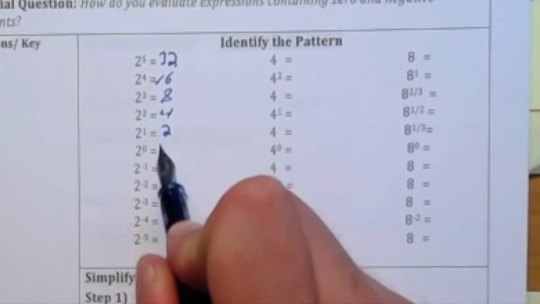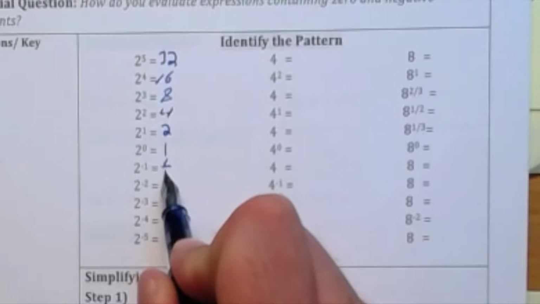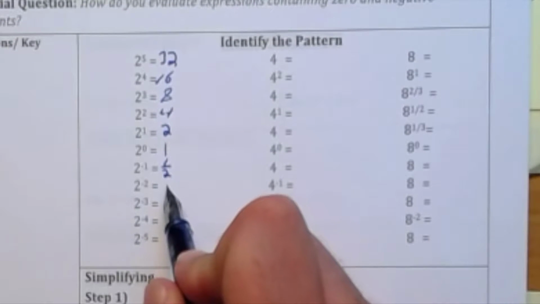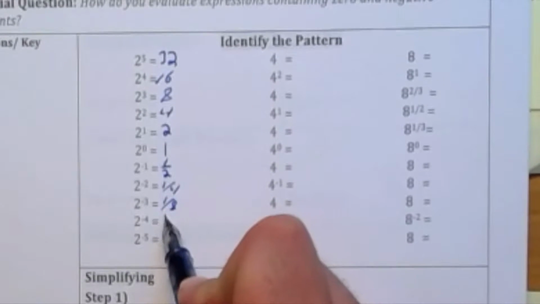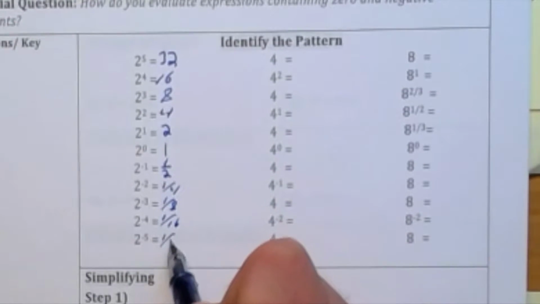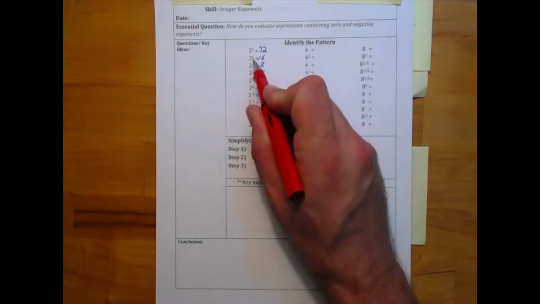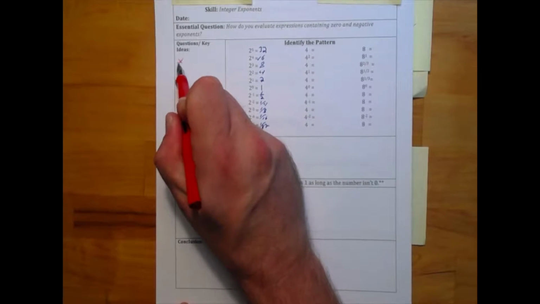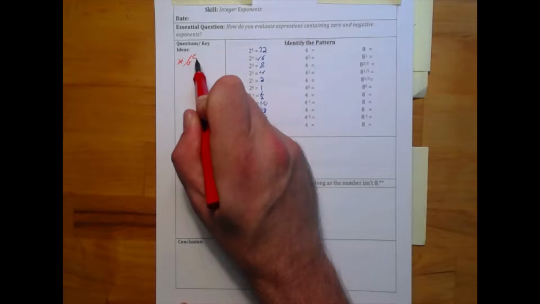But if I track it backwards, I see a constant dividing by 2. So 4 divided by 2 is 2, 2 divided by 2 is 1, then 1/2, then 1/4, which is the same as 1 over 2 squared, 1/8, and 1/16. We see that this is just following the pattern of dividing by 2.